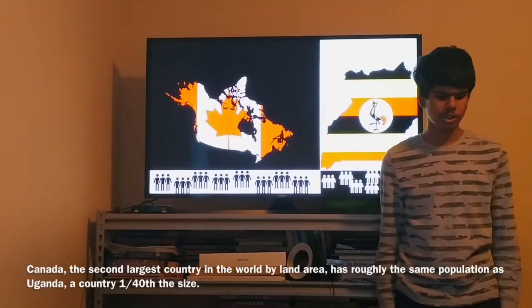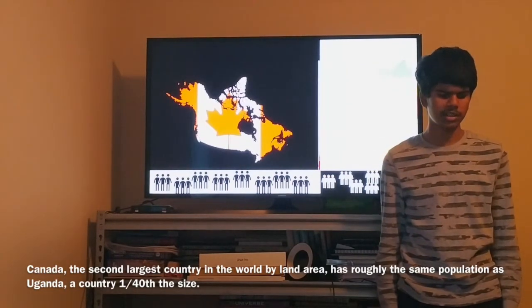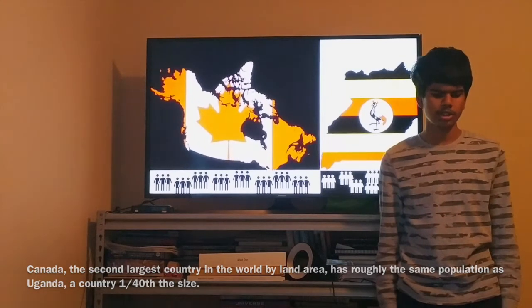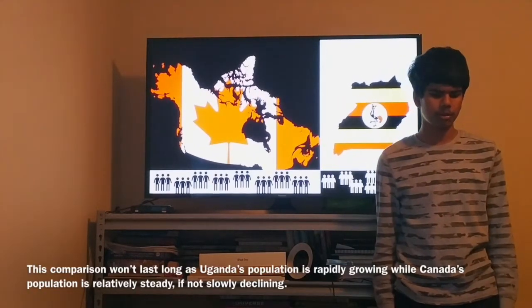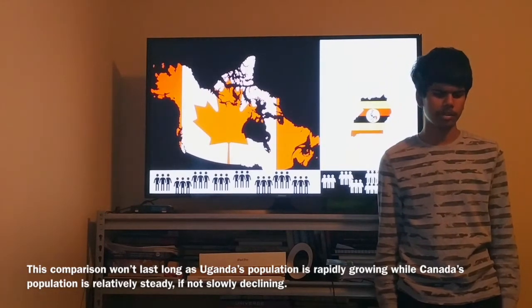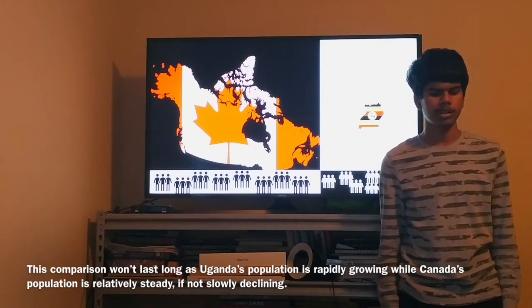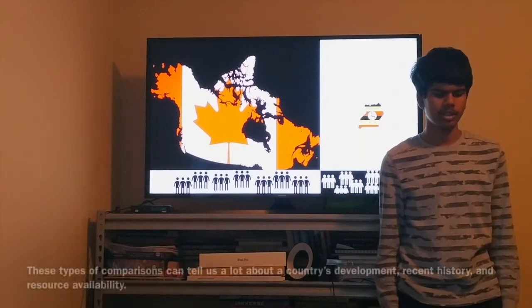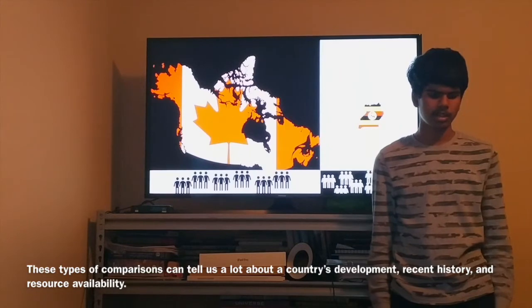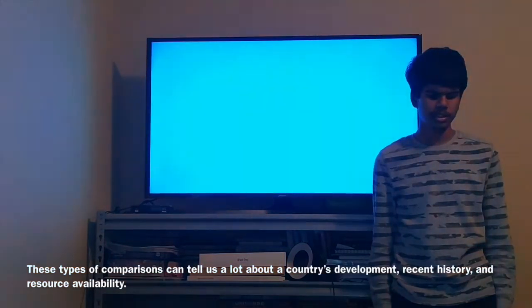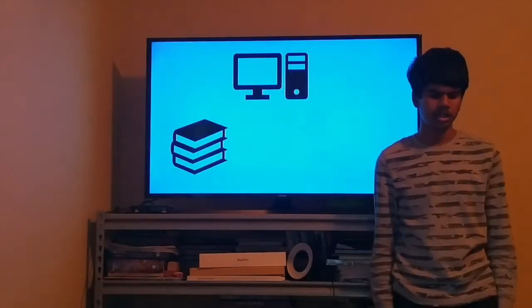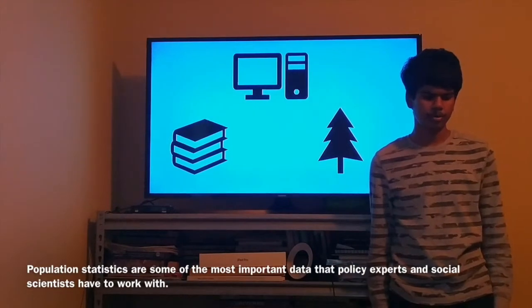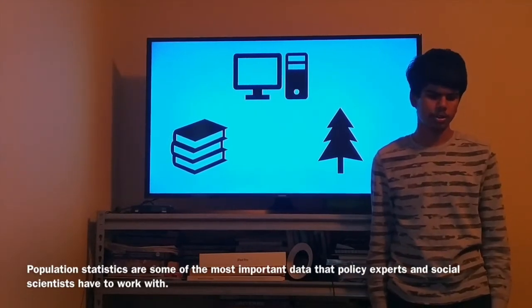Canada, the second largest country in the world by land area, has roughly the same population as Uganda, a country 1/40th the size. This comparison won't last long, as Uganda's population is rapidly growing while Canada's population is relatively steady, if not slowly declining. These types of comparisons can tell us a lot about a country's development, recent history, and resource availability. Population statistics are some of the most important data that policy experts and social scientists have to work with.